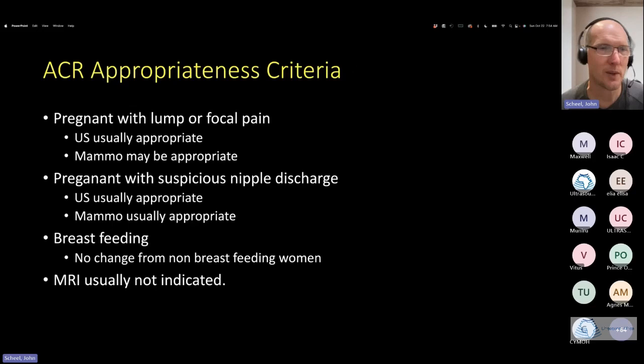So when you have a pregnant woman showing up with a lump or focal pain, you do use ultrasound. If they have nipple discharge, you'd prefer to have mammogram and ultrasound, but if you just have ultrasound, start there. You don't need to worry about breastfeeding. The x-rays don't get into the milk and harm the baby. We do not use MRI because the gadolinium can actually get into the baby. So ultrasound is important, even in this population, very important.